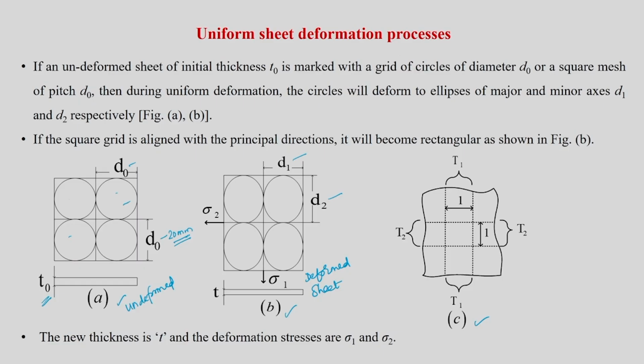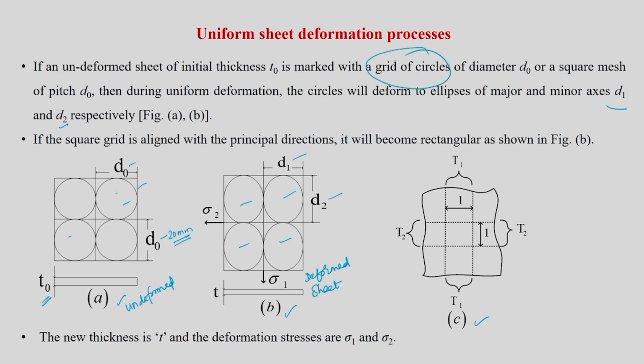Anyway, given a sheet where you put a lot of circles on the surface, what will happen to the circles when you deform it? It is going to become an ellipse like this, depending on whatever beta or alpha you deform it with. D naught is going to become D1 and D2, and D2 we call the minor axis, which is the minor diameter, and D1 the major diameter. Sometimes instead of circles we can put square grids, which become D1 and D2 like a rectangle or any other distorted rectangle, but it's always better to put grids of circles.